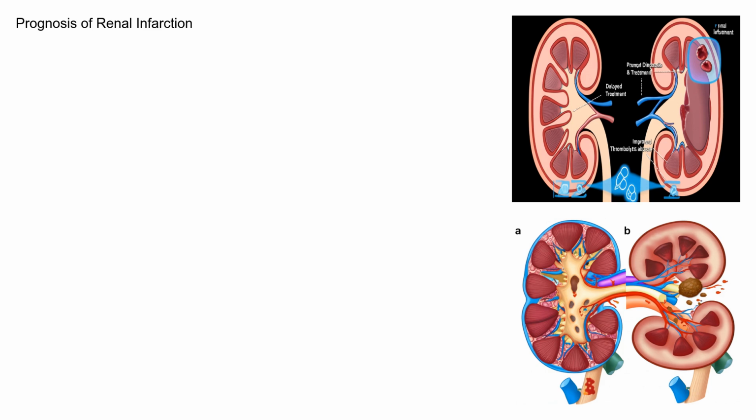The prognosis of renal infarction varies widely depending on the extent of the infarction, the timeliness of diagnosis and treatment, and the individual's overall health. With prompt diagnosis and treatment, many individuals can recover kidney function and avoid long-term complications. However, a large infarction or delayed treatment can lead to permanent kidney damage, hypertension, or even kidney failure, potentially requiring dialysis.